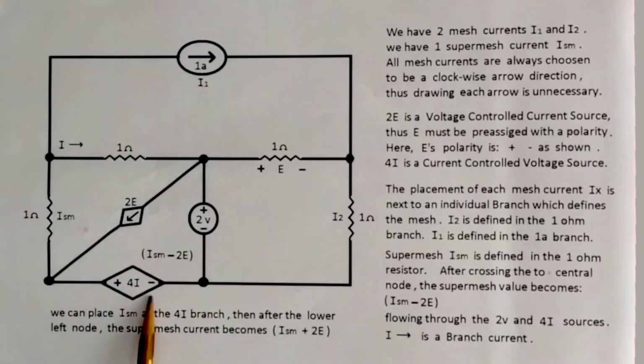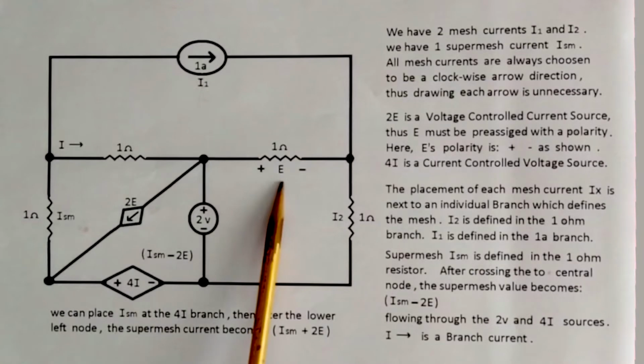We could have placed the super mesh current here associated with the 4i current controlled voltage source branch, but I chose to put it over here. Makes no difference. In the end analysis, everything ends up being the same.